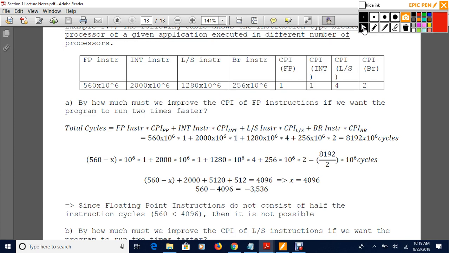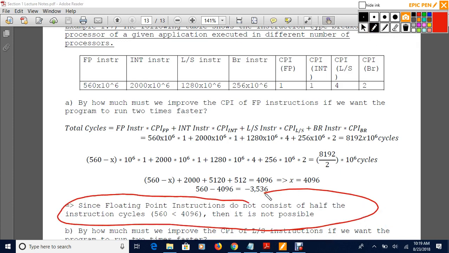So therefore, since floating point instructions do not consist of half of the instruction cycles, 560 is less than 4,096. Then this is not possible. So you go to your boss and say, hey, based on this, I've done the math. What you're asking for can't happen.